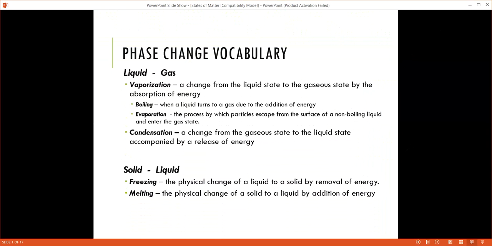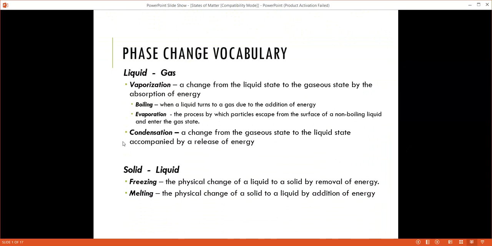Vaporization. Vaporization is the process of a liquid absorbing energy and becoming a gas. That can occur through boiling, which is where you're adding heat rapidly, or evaporation, which is a slower process where just the surface particles will eventually evaporate. In either case, the substance is vaporizing. It's going from a liquid to a gas. The difference is the rate at which that's happening and whether the whole liquid is going from a liquid to a gas or just the surface particles are going from a liquid to gas.